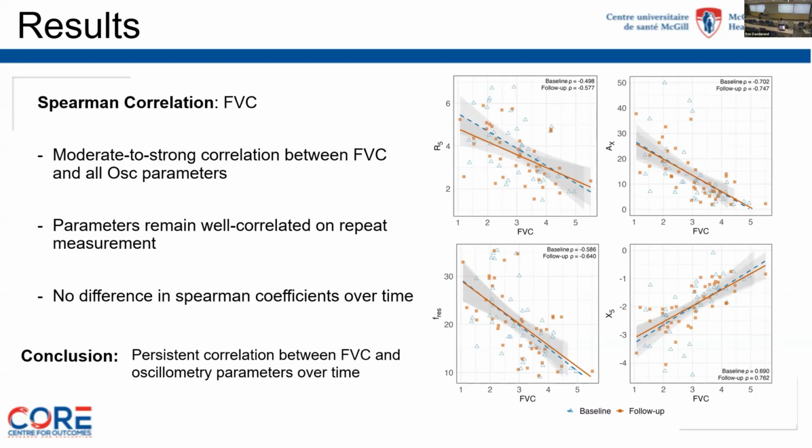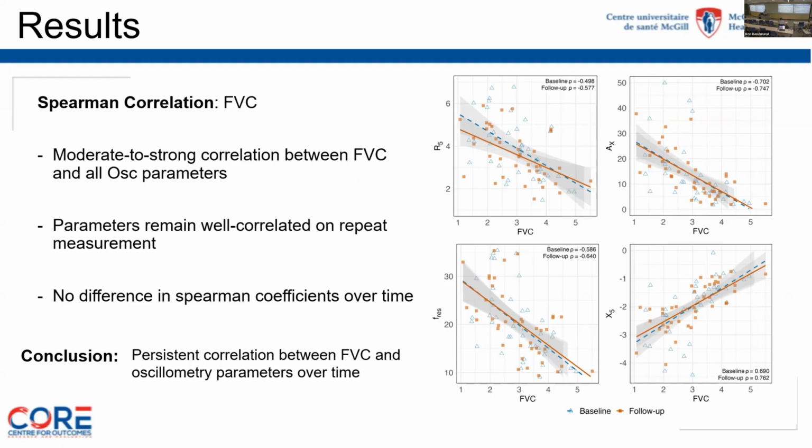What we saw was that there was a moderate to strong correlation between FVC and all of the parameters. If we look at the panels here on the side, the dashed blue line and the triangles represent baseline data points, and the orange line and the squares represent follow-up data. In all cases, there's a substantial overlap with the trend lines and the data points themselves. In some cases, particularly for AX and FRES, the trend lines are almost identical.